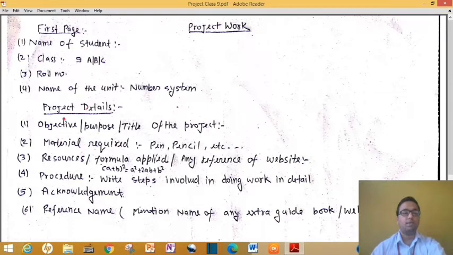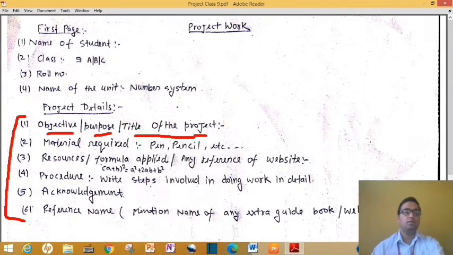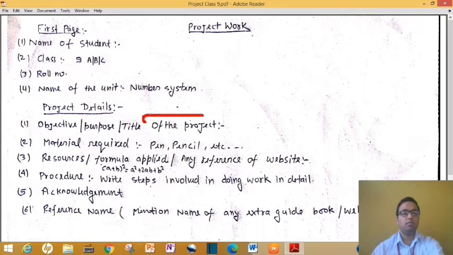So I have just mentioned all the important points and you have to write in detail about these points. So first try to understand what these points are. First point is objective, purpose, title of the project. Here, on the second page, you will write the title of the project, or you can write the purpose of the project, purpose or objective of the project. All three things are correct.